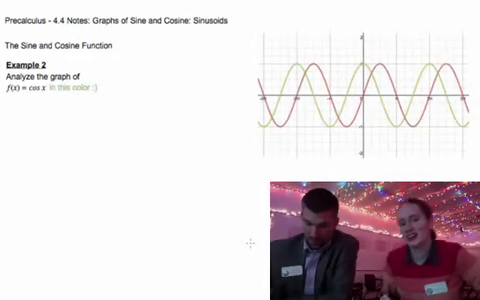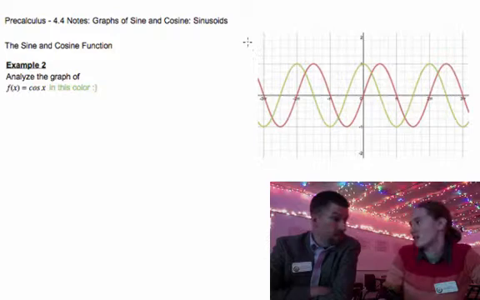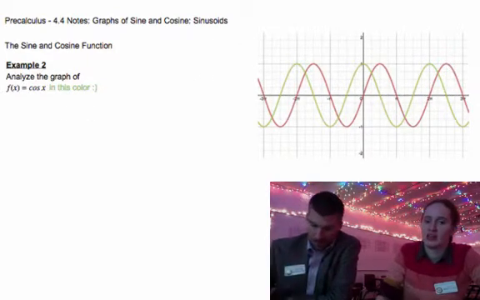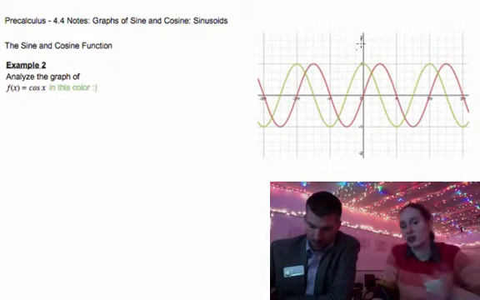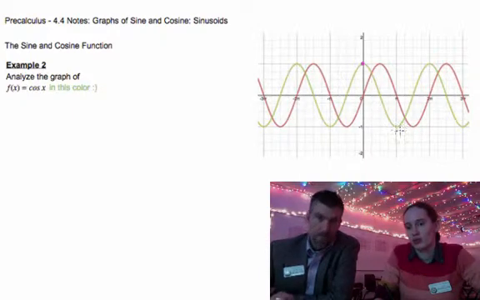Now let's do cosine. Cosine is the one in green, which is not the one in red. It just varies a little bit on a few things. If you wanted to draw y equals cosine x, you would have to start at 0, 1, and then draw your graph going down.